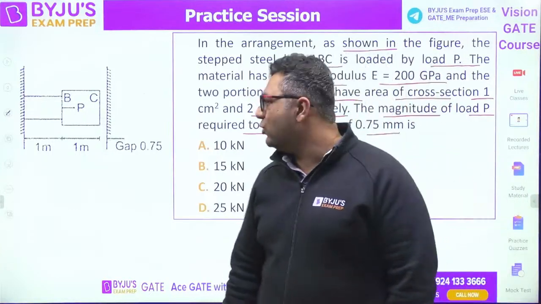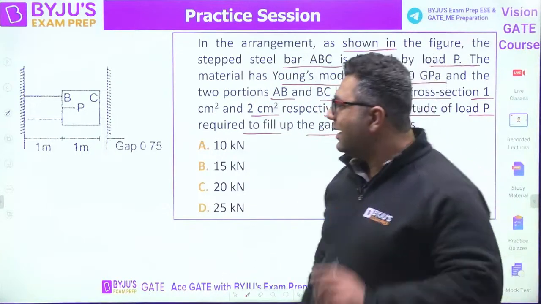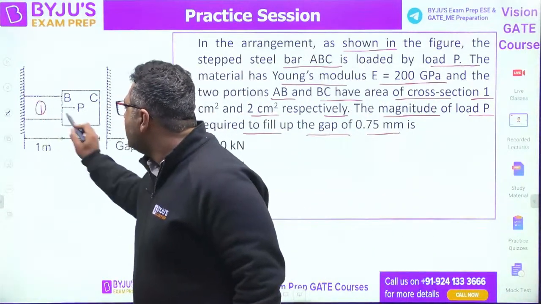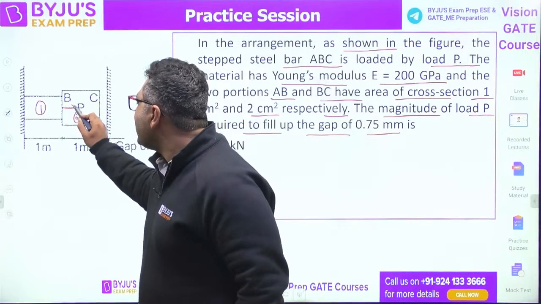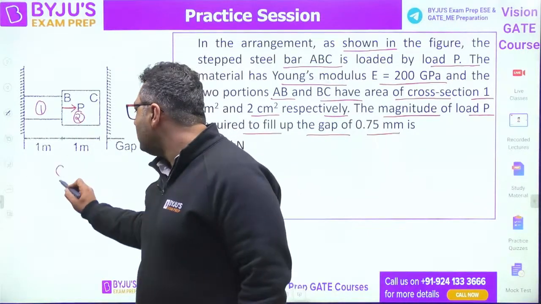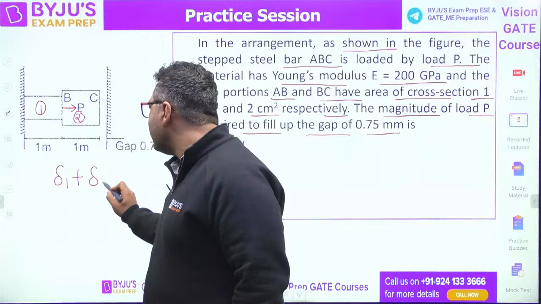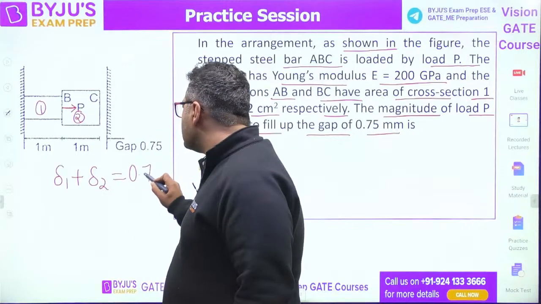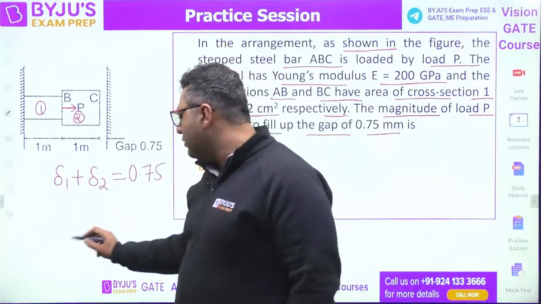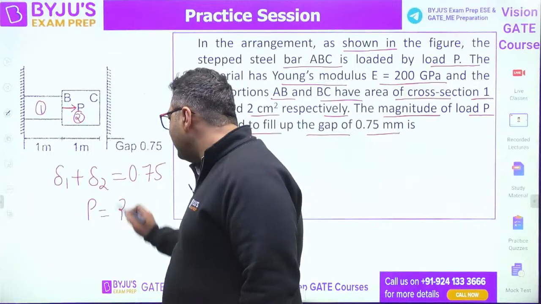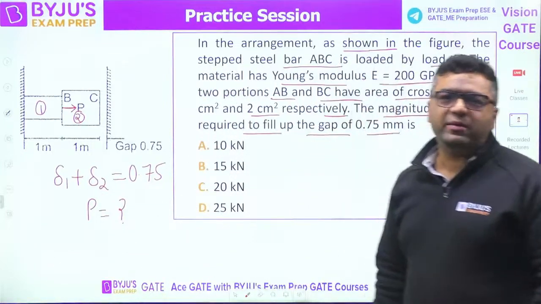So what would be the answer for this if you want to calculate? Assume this is bar 1, this is bar 2, this load P is acting like that, and you need to find out the value of P. Delta 1 plus delta 2 is given, that is 0.75, because the load is just filling the gap. That is the question in short. I feel everybody would be solving.